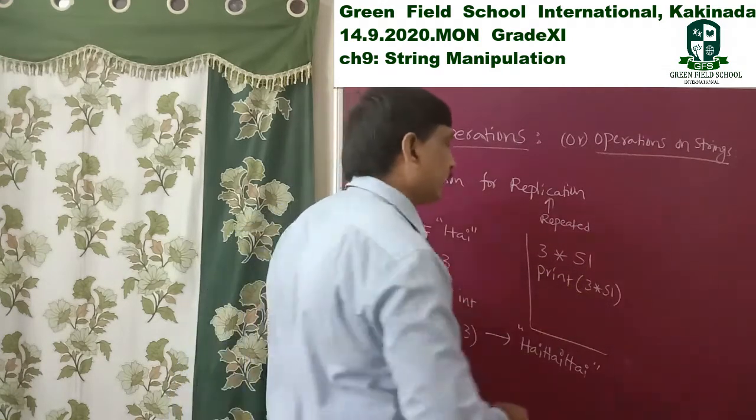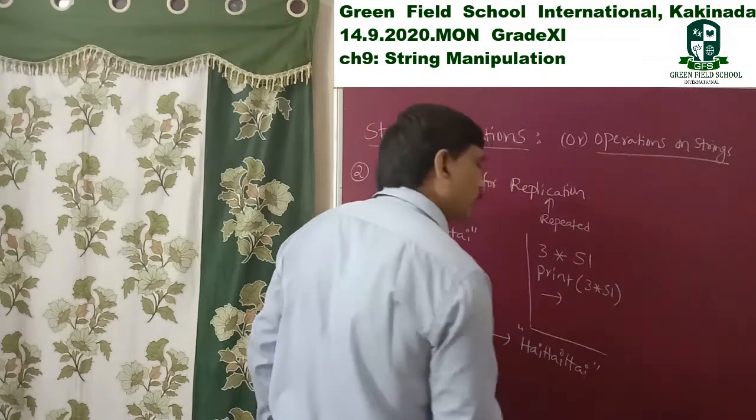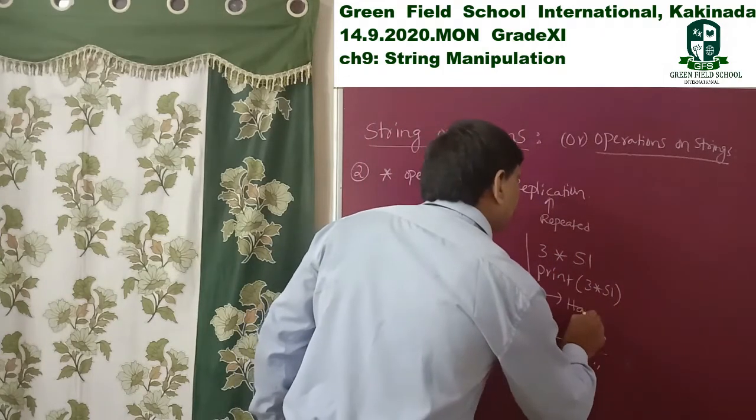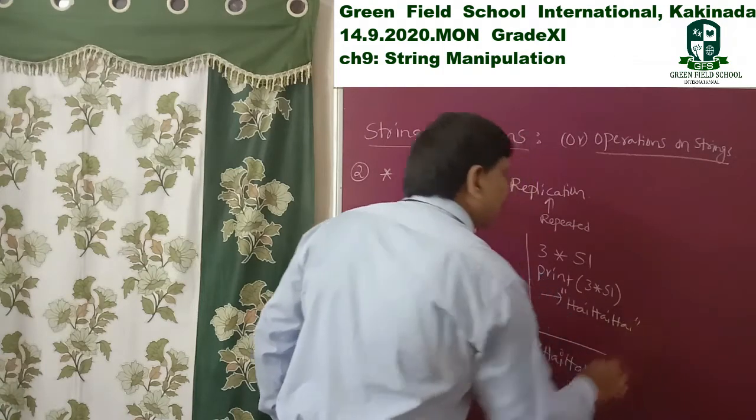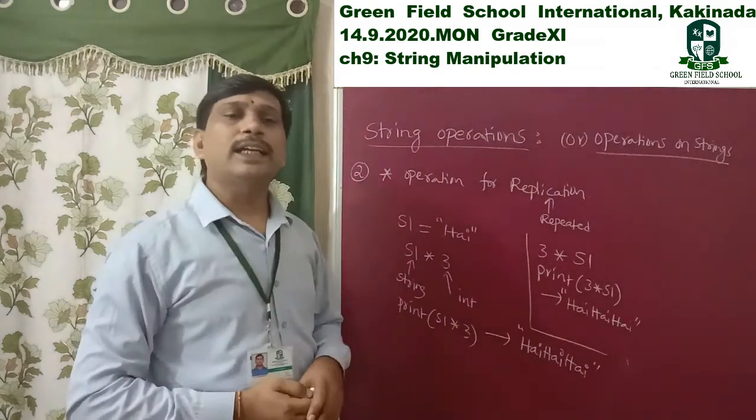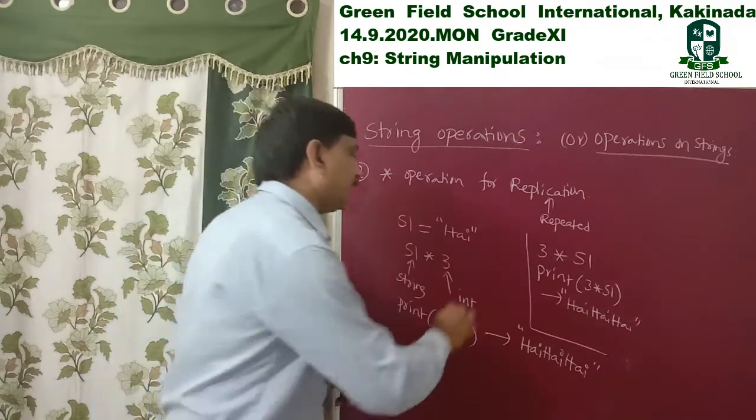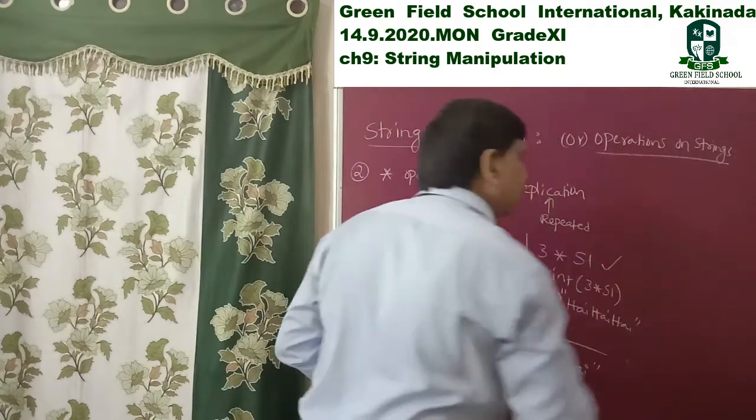3 star S1 prints the output: hi, hi, hi, concatenated and repeated 3 times. Both orders are valid. This one is also valid.